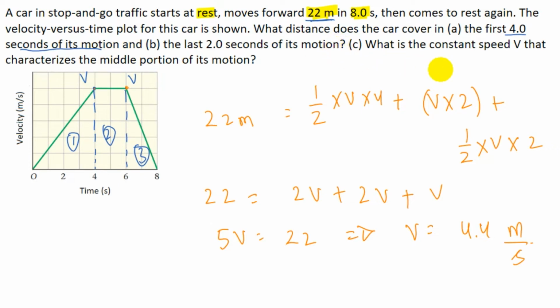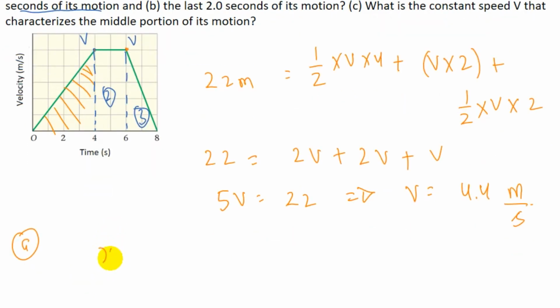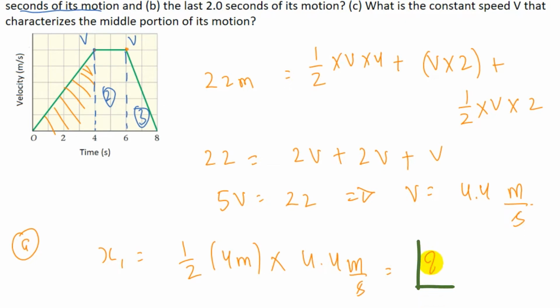Now we can solve all the parts very easily. In part A, we need to calculate the distance traveled by the car in the first 4 seconds. This distance would be the area under this curve. Let me represent it with x1. This would be half multiplied by base multiplied by height. The base is 4 minus 0, which is 4 seconds, multiplied by the height V, which we calculated to be 4.4 meters per second. So this would equal 8.8 meters. This is the distance traveled by the car in the first 4 seconds.